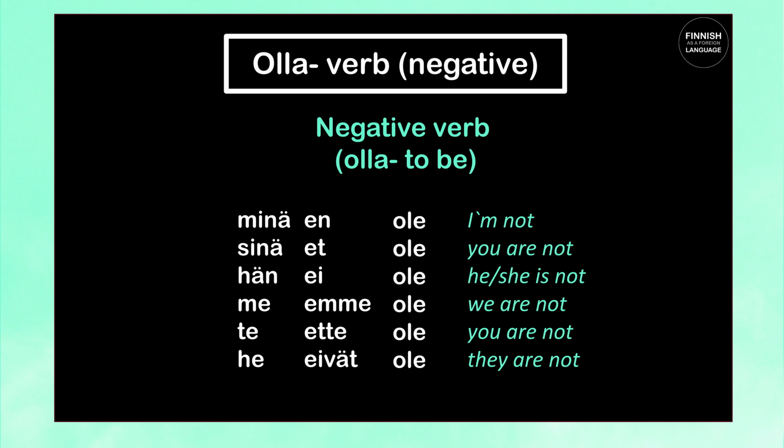So as you also see here, the negative verb gets conjugated for all the persons. That's why we say minä en, sinä et, hän ei, and so on. But ole, which is our verb stem, stays always the same.